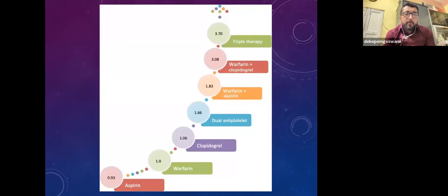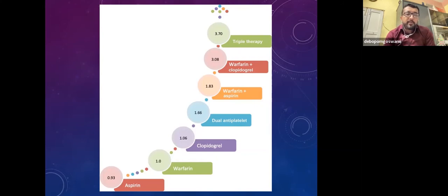This is the comparison of the hazard ratio of the bleeding risk when we compare with aspirin. If for warfarin it's 1, for clopidogrel it's 1.06. If we compare it with the dual antiplatelet, it's 1.66. Warfarin plus aspirin 1.83, and for warfarin and clopidogrel it's 3.08, and for triple therapy it's almost 3.70.